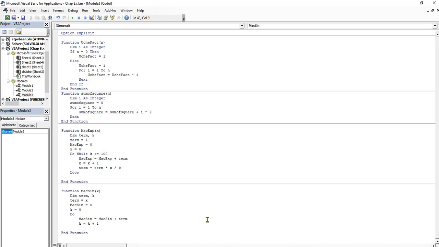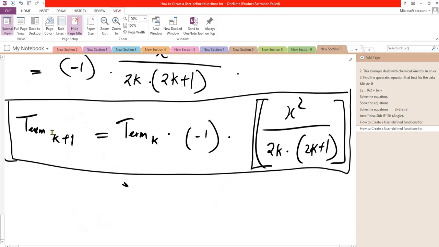Then the next one I'll just say term is equal to term times (minus 1) times x squared all over 2k plus 1. So what I'm using is this formula we derived here. It's a minus 1, the term times minus 1 times x squared all over 2k plus 1. So that's what we're going to use here.